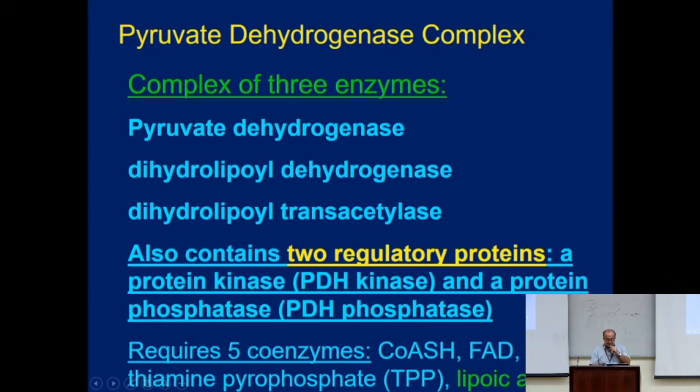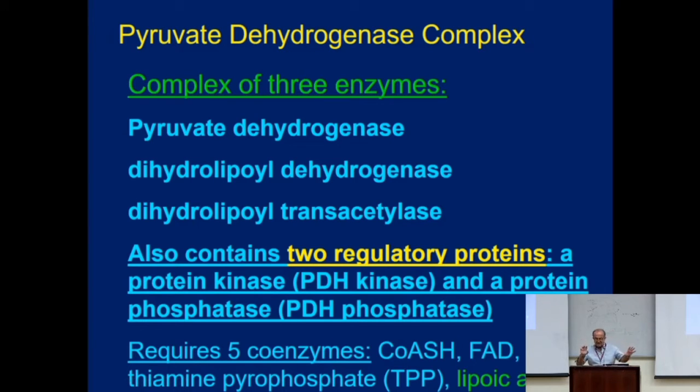4 of these are derived from vitamins. That's what most coenzymes are. They're derived from vitamins. So that means we need CoA, FAD, NAD, and thiamine from the diet. These are provided by the diet. Lipoic acid is in a different color because we can make it. It's not a vitamin, it's a coenzyme, but we can make enough, so we don't need to get it from the diet.